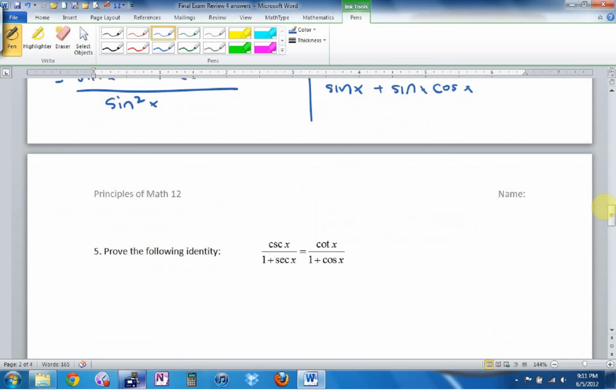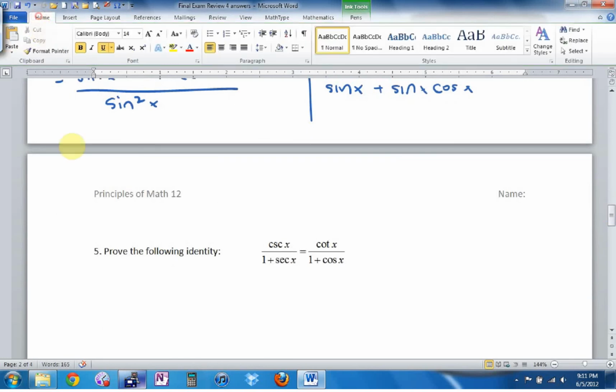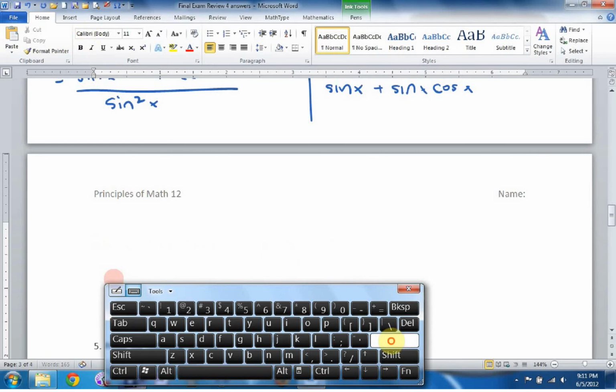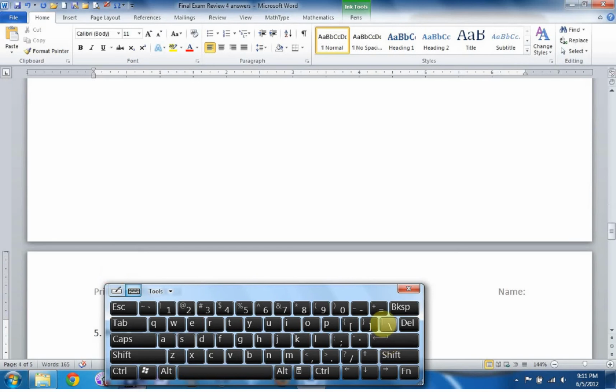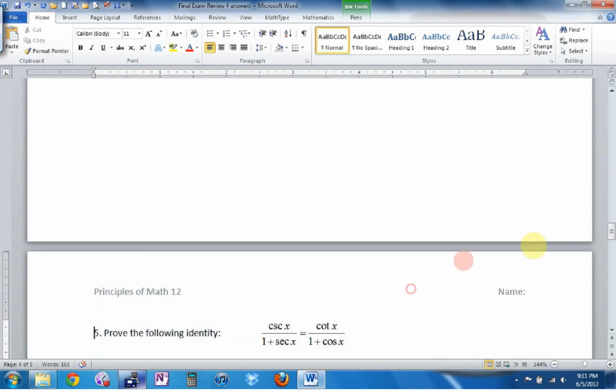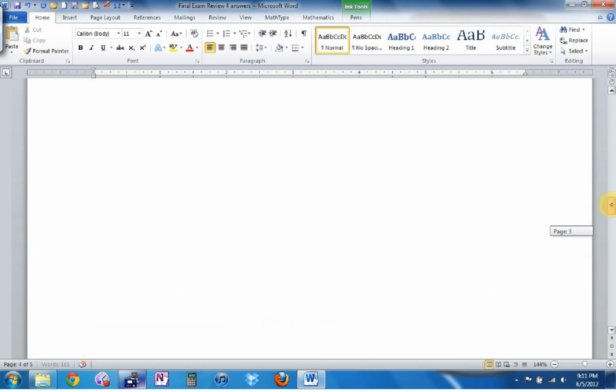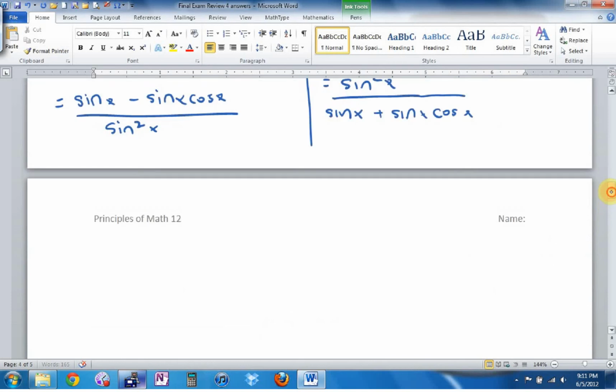To be honest, now I need more room. So I'm going to go like this, and I'm going to hit enter all the way down to the next page. There we go. Give myself a blank page. So now let's keep going from where I left off, right here.